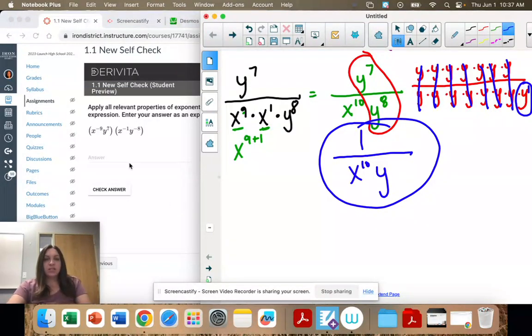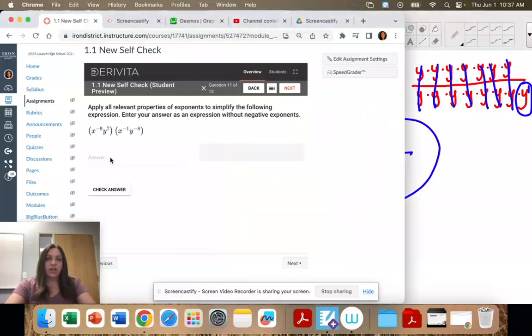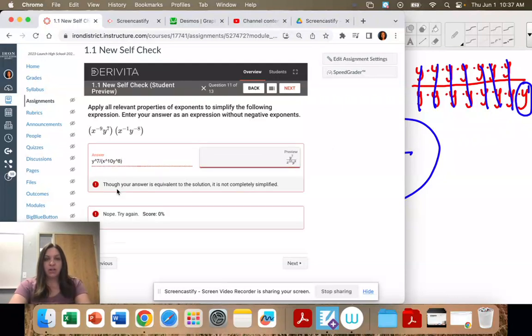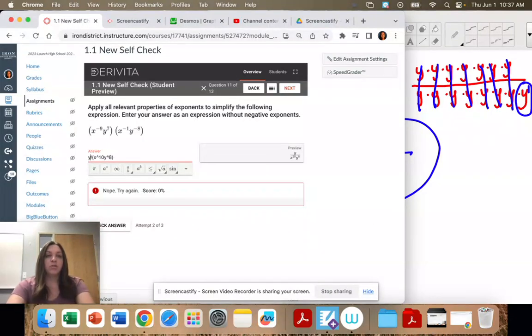So if you get here, let's say to the green, and you're like, hey, I got rid of all the negative exponents, and you check your answer, it's going to give you a little hint. Your answer is equivalent, but it's not completely simplified. So remember, if you have variables, you need to combine them. So our numerator is actually 1, and then we just are left with y on the denominator.